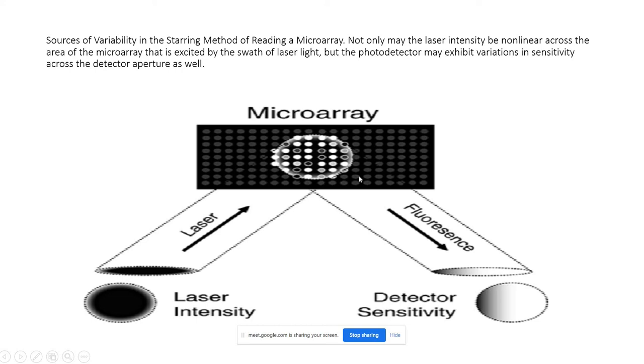So it depends on the photodetector. This is the laser intensity we are able to see on the left-hand side, and on the right-hand side the detector sensitivity is shown. So it may show variation.